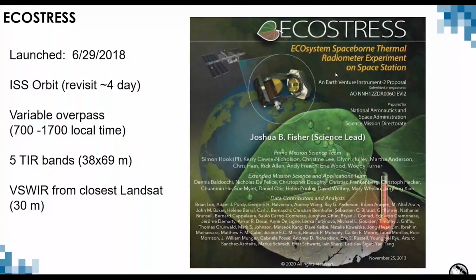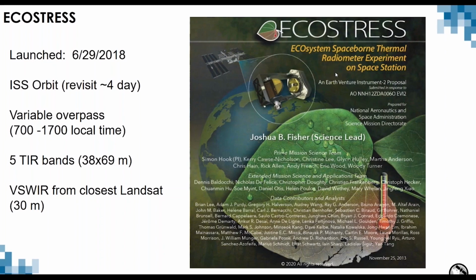So now I'll finish up the presentation with a couple of slides about a new mission that was launched in the last couple of years. A lot of you probably have heard of it, ECOSTRESS, which is a thermal imager on one of the science ports on the International Space Station. This is essentially a Landsat-like sensor from a thermal standpoint. It has 5 thermal bands at a resolution of between 40 and 60 to 70 meters.